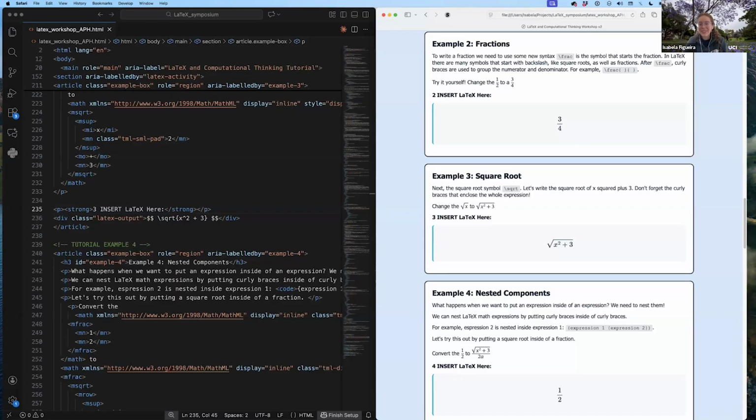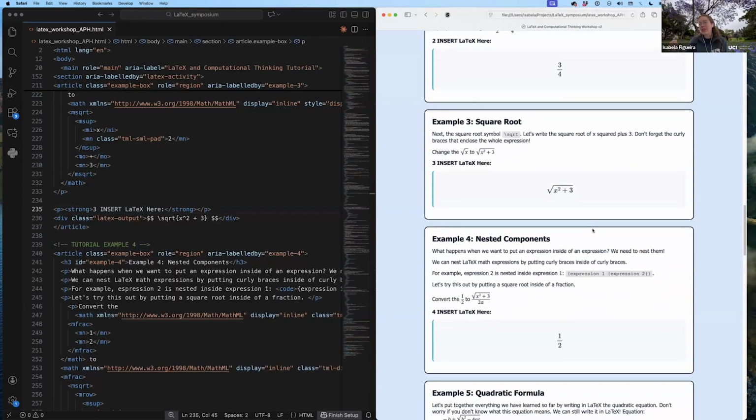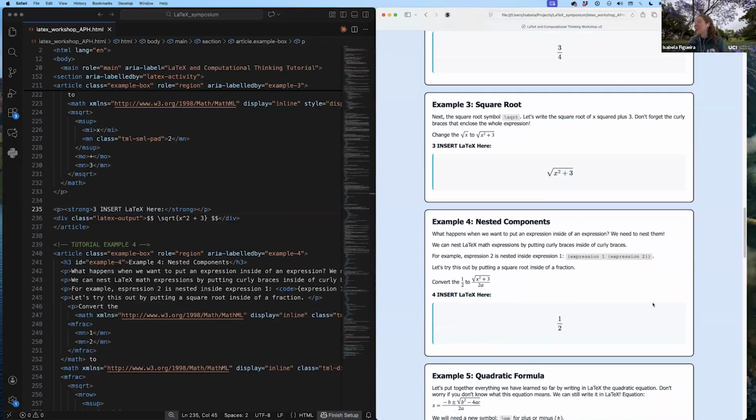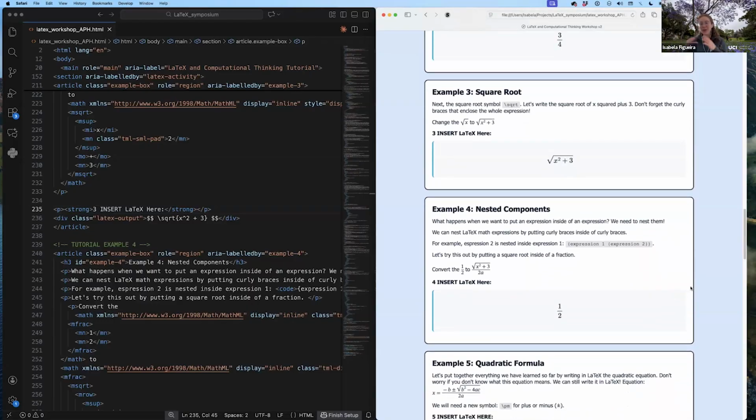More Q&A time later. All right, we just did example 3. We wrote a square root. We have two more examples left. Example 4, we're going to try putting the square root inside of a fraction. So we're going to nest the components. What happens when you want to put an expression inside of an expression? We need to nest them.